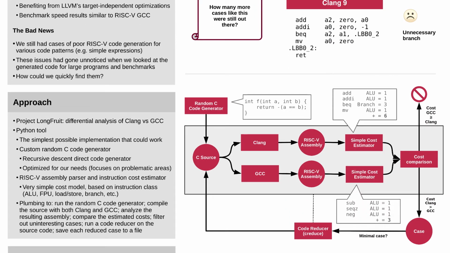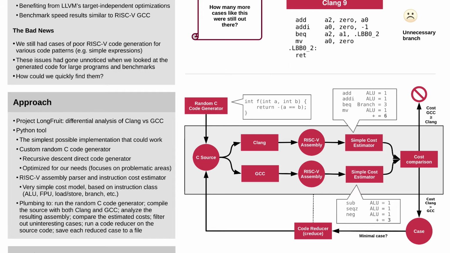The approach I took was to write a simple tool to do differential analysis of the code generated by Clang and GCC. This isn't a new technique, but it works so well for us that I wanted to share it with you. The idea is that we randomly generate C code and we compile it with both Clang and GCC. Then we look at the output assembly and try to automatically determine if Clang generated poor code by seeing if GCC had a better alternative. I implemented this functionality the simplest possible way that could work.